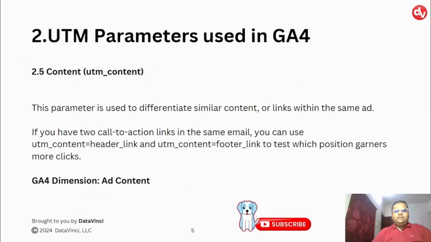The next is content. This parameter is used to differentiate similar content or links within the same ad. If you have two call to action links, that is the CTA links, in the same email, you can use utm_content equal to header_link and utm_content equal to footer_link to test which position garners more clicks. The dimension in GA4 would be ad content.